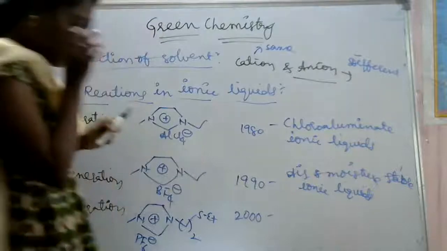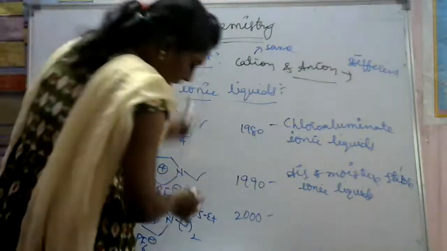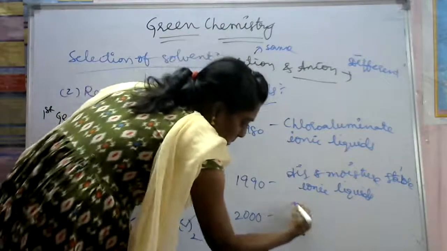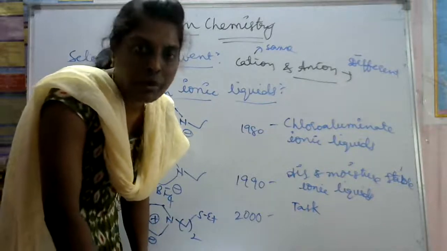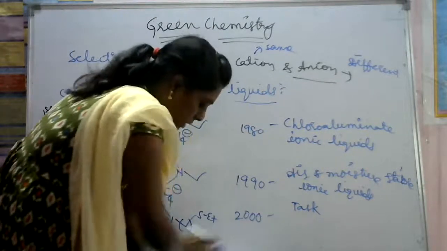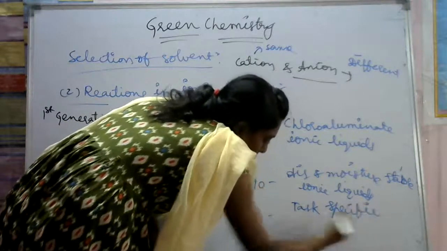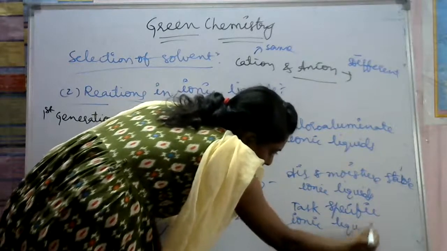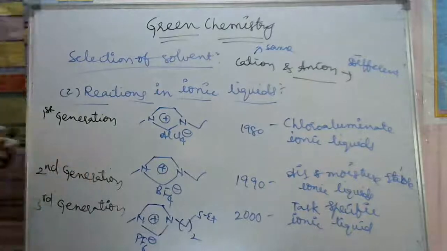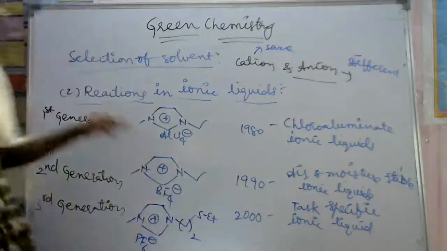Next, this is a task specific ionic liquid. It is very specific and will give the specific product. So this is said to be a task specific ionic liquid. These are the four generations of ionic liquids.